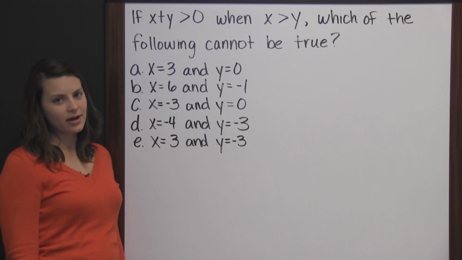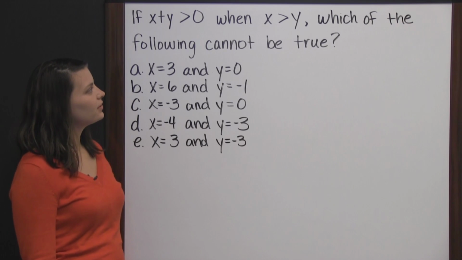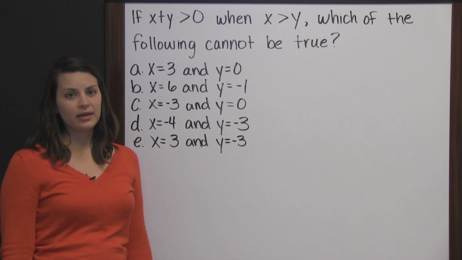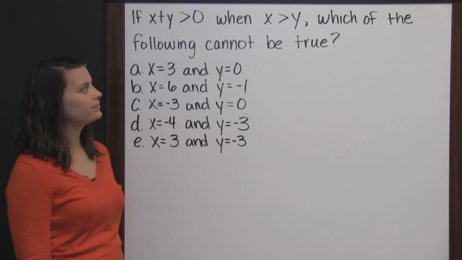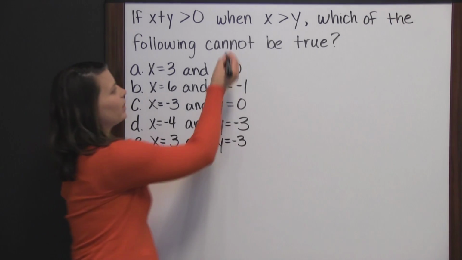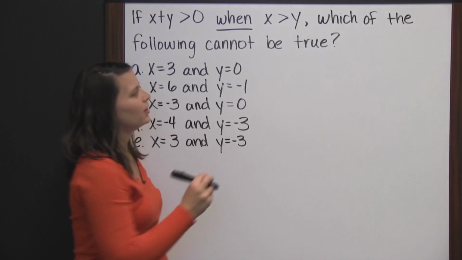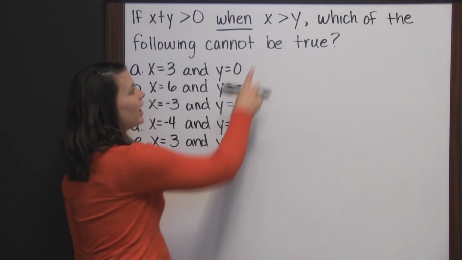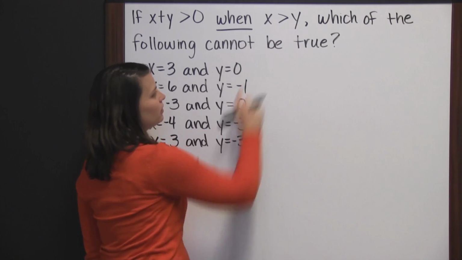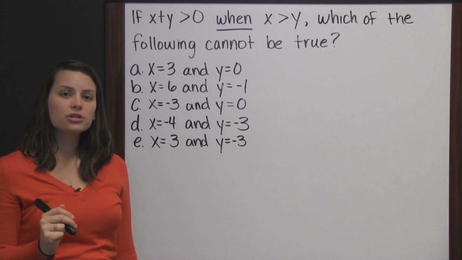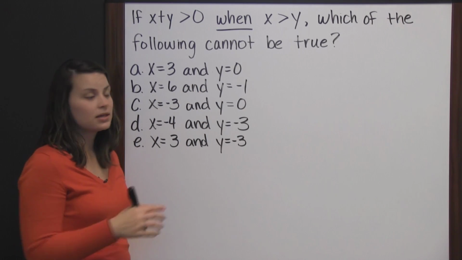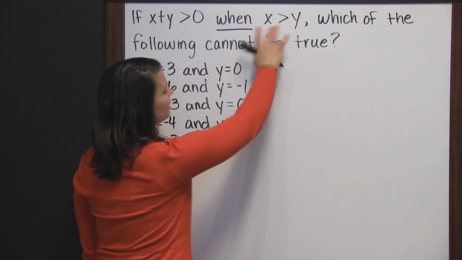If x plus y is greater than 0, when x is greater than y, which of the following cannot be true? This word "when" is very important because it means we're only looking at the situations when x is greater than y. So first we should go through our answers and eliminate the ones that don't satisfy this inequality.